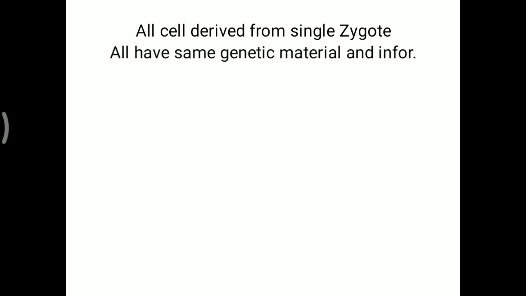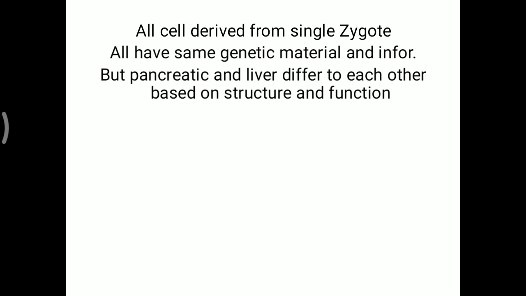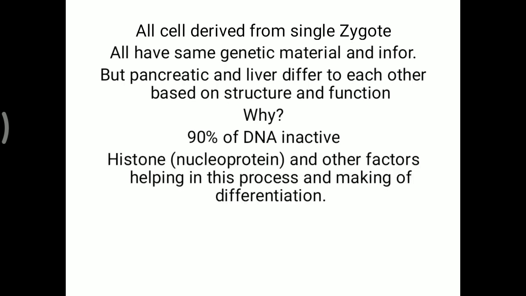Now in detail, all cells are mostly derived from the single zygote, and all human cells have the same genetic material and information, but pancreatic and liver cells differ from each other based on structure and function. Why is this difference seen? Because 90% of the DNA inside the nucleus remains in the inactive form.